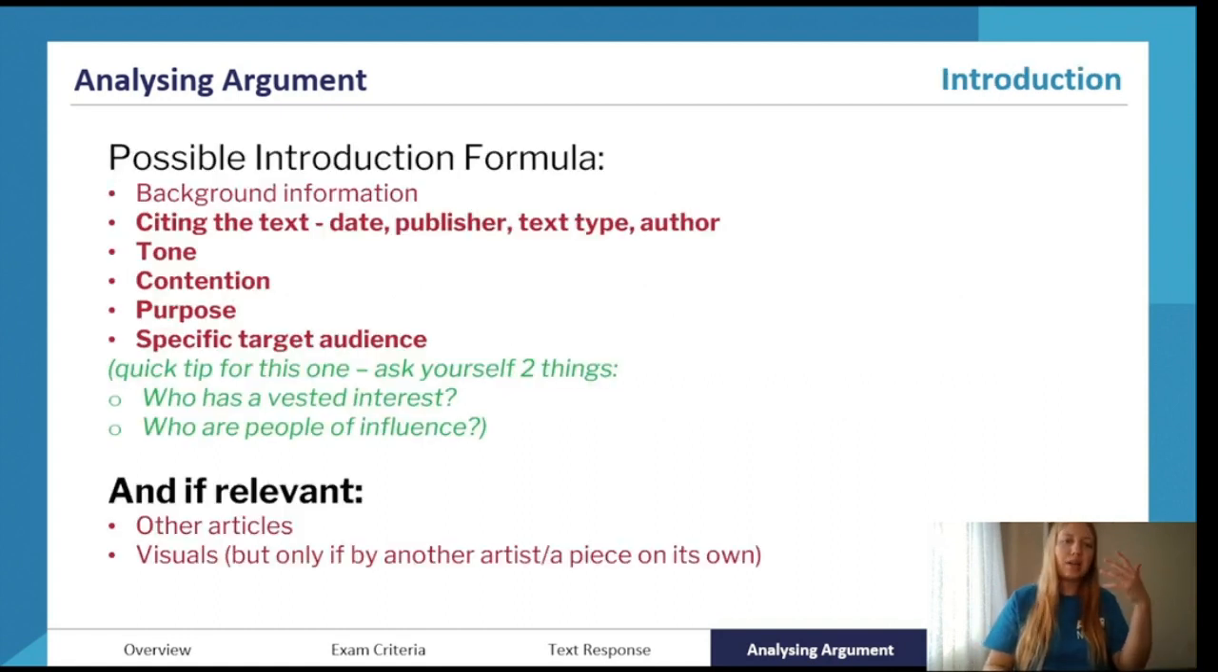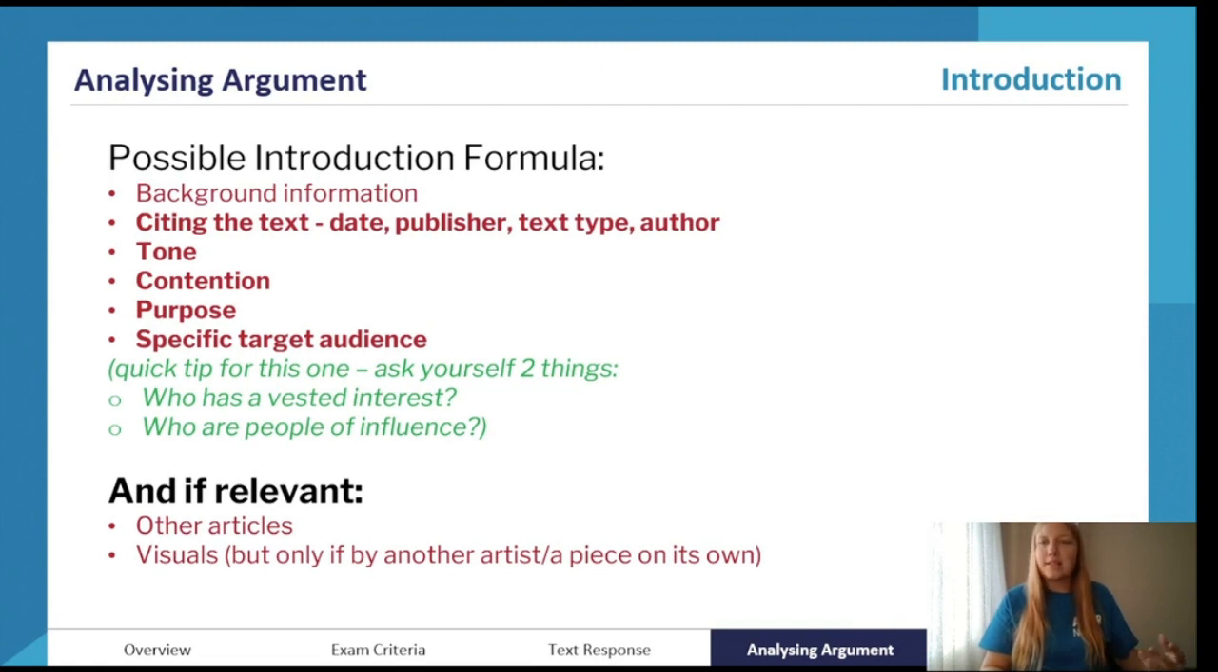Here is that possible introduction formula. You can follow this for an introduction that's going to include everything. So starting with background information, this is our context, it's introducing the issue. Then we cite from the text the date, publisher, text type, and author. Then we state the tone and the contention. Then we go into the purpose and the specific target audience. Purpose is like, what is it trying to do? So what solution is the author proposing? Why are they writing this piece to begin with?